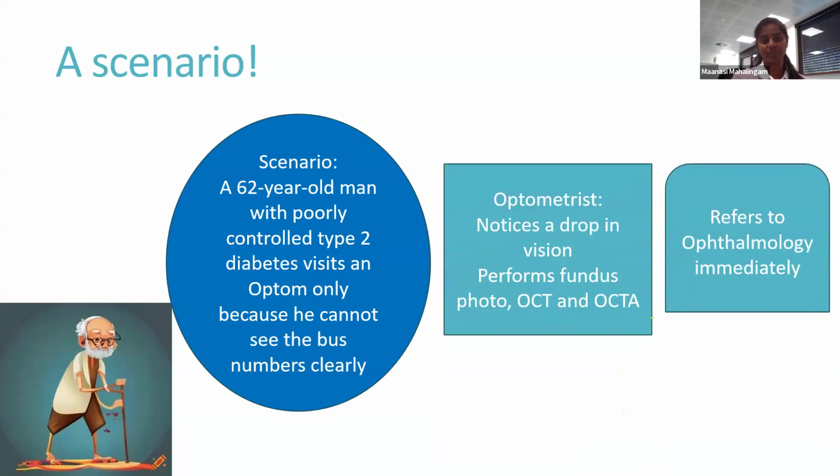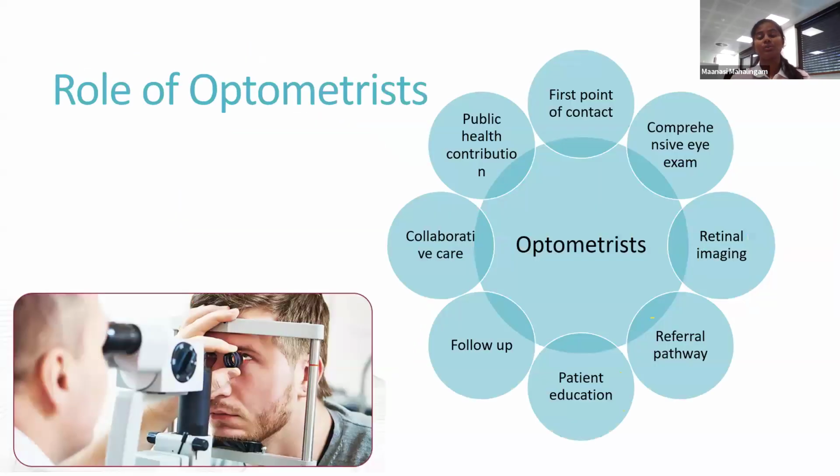If this kind of person meets optometrists like us, the optometrist will notice a drop in the vision, and if they have the available facilities like OCT angiography and fundus photography, we will do all those things, and then we refer to the ophthalmologist immediately based on the signs and symptoms. So the role of the optometrist is really important, as we are the first point of contact where we can do the comprehensive eye examination and some available retinal imaging if they have their independent clinics, and also provide the follow-up and patient education, and collaborate with ophthalmologists accordingly.